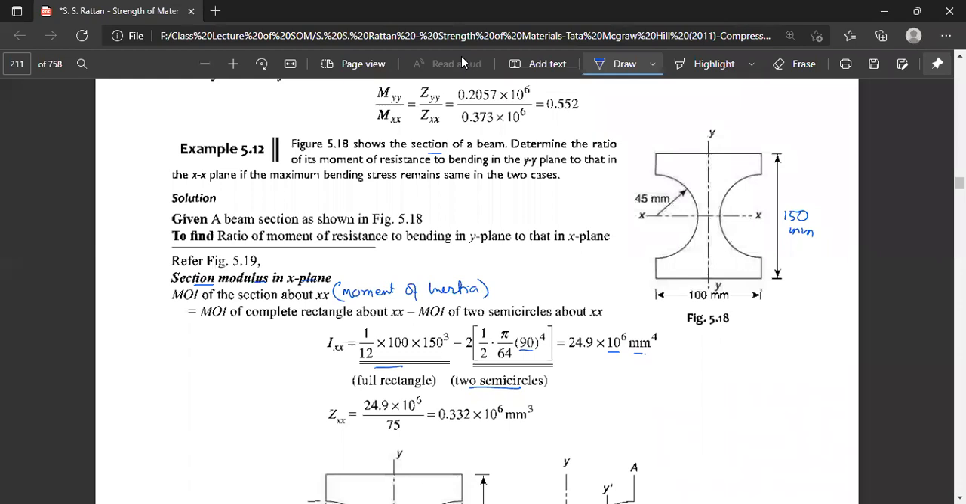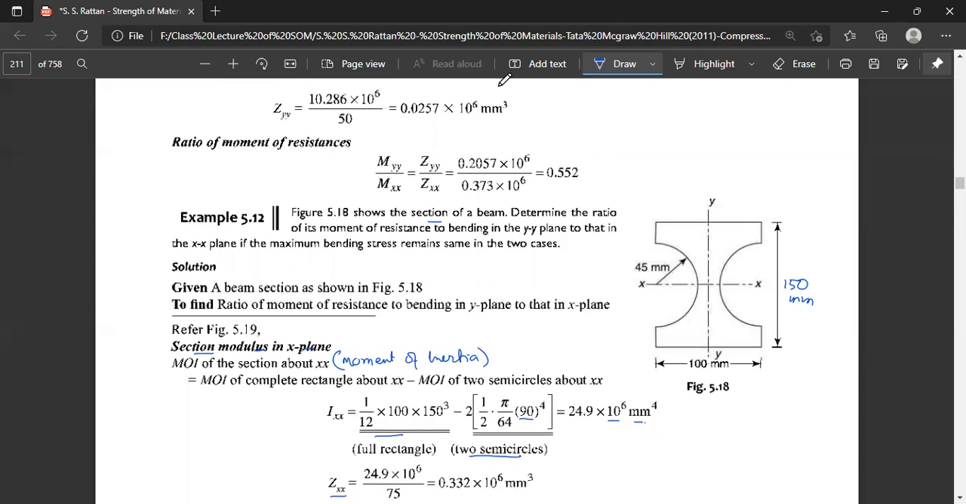So Zx: the fiber which has the maximum distance from the x-axis, from here to here, this edge of the fiber has the maximum distance, which is half of this length, that is 150 by 2 equal to 75. So the moment of inertia divided by 75 gives the section modulus, 0.332 multiplied by 10 to the power 6 millimeter cubed. It is the section modulus about the x-axis. Now we are supposed to calculate the section modulus about the y axis.